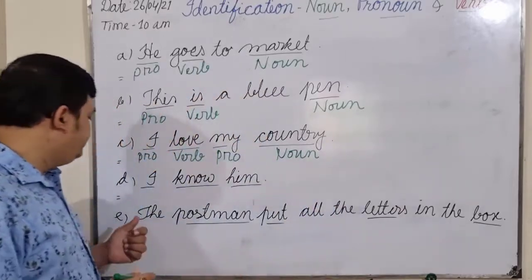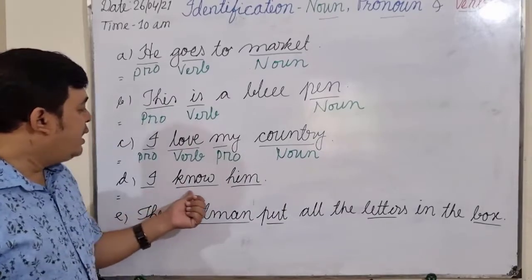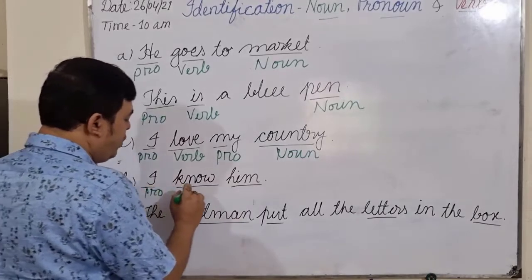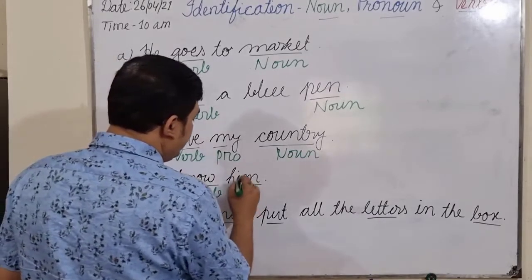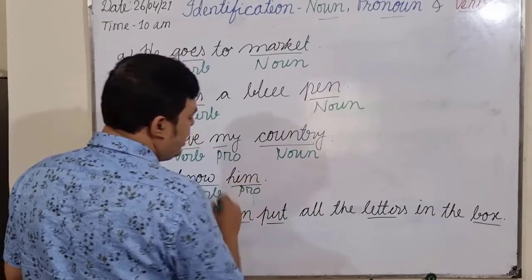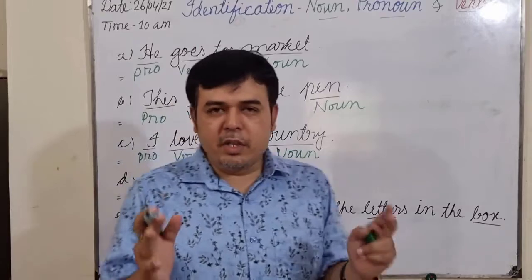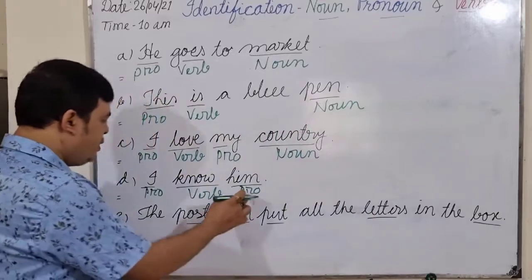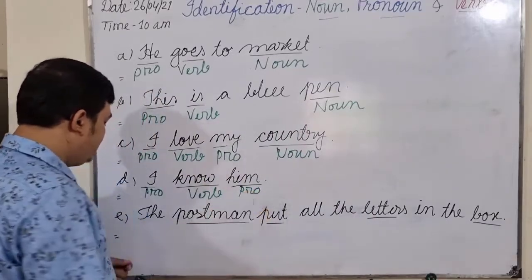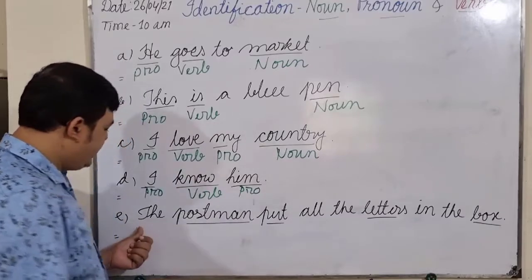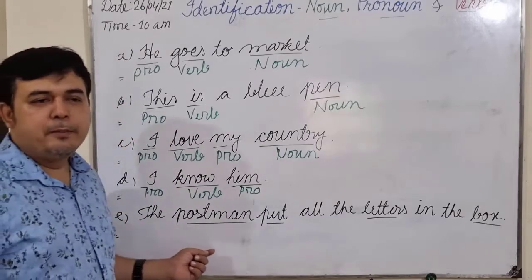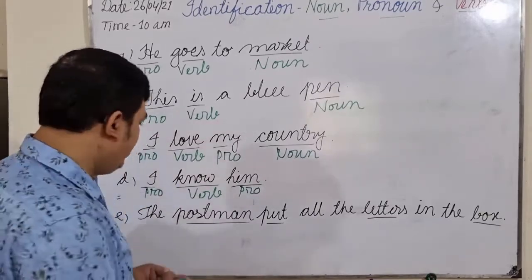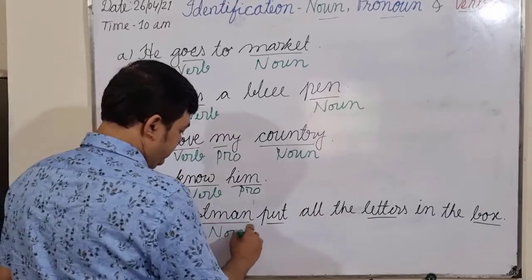The next one we can see, I know him. "I" is a pronoun, "know" is a verb, and "him" is also a pronoun. Some time ago, when I described the definition, I mentioned this type of pronoun. And the fifth one, postman. What is a postman? The person who delivers letters, parcels, that sort of thing. We call him postman. So that is also a noun.